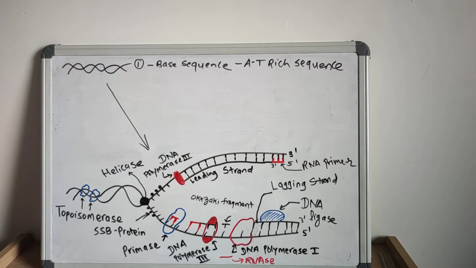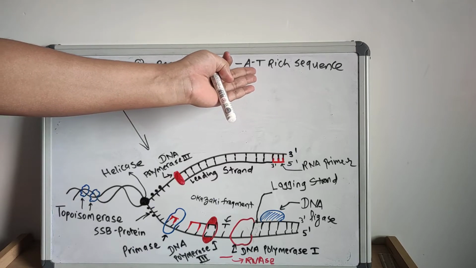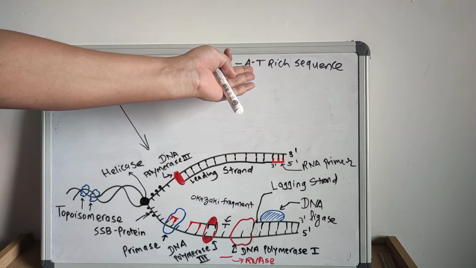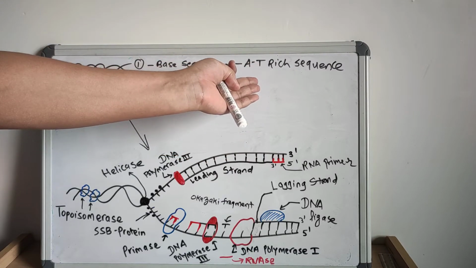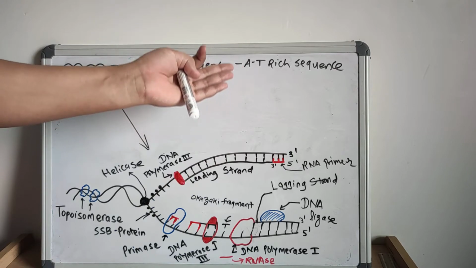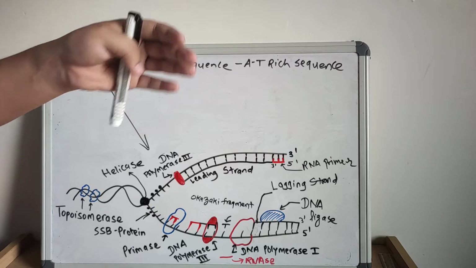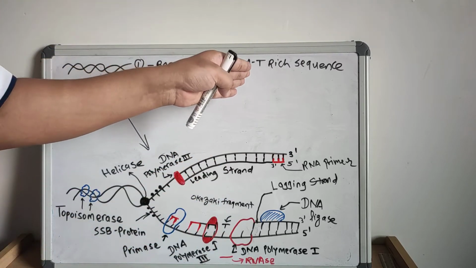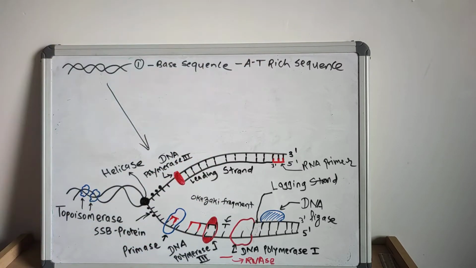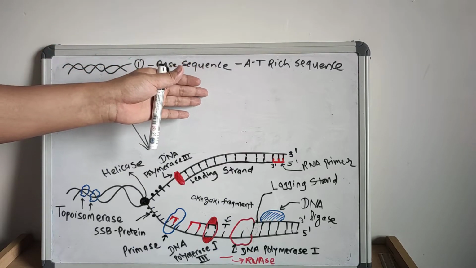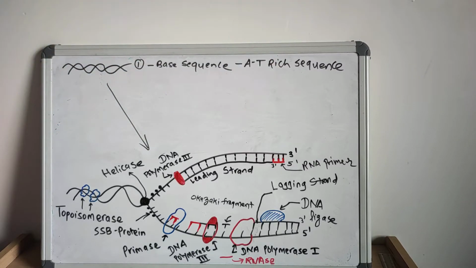As I have already told you in the earlier lecture, A pairs with T and C pairs with G. A pairs with T with 2 hydrogen bonds, whereas C pairs with G with 3 hydrogen bonds. So it is easier to open up the DNA molecule in the AT-rich sequence. So the base sequence of the origin of replication is recognized in the AT-rich sequence.